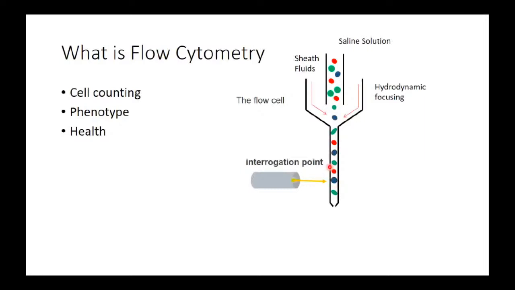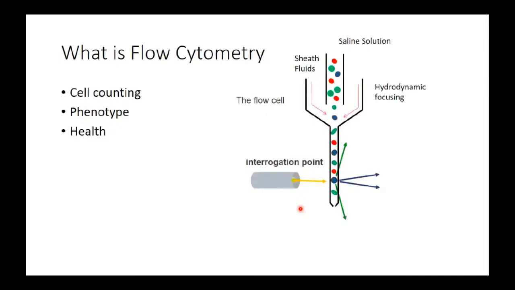Now, when the cell passes through the laser beam, there are two events happening. First is the forward scattering, which is the light scattered at an acute angle to the forward direction, and the side scattering, which is the light scattered in every other direction, in side directions.